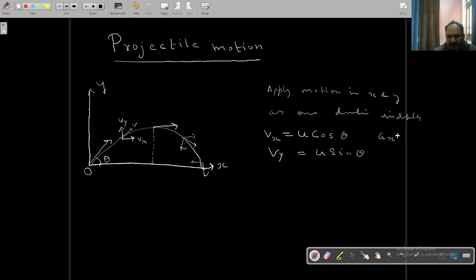Acceleration in x direction is 0 because acceleration due to gravity is acting in the negative y direction, so a component at right angle will always be 0. Acceleration in y direction, since it is in negative y, will be minus g. Okay.